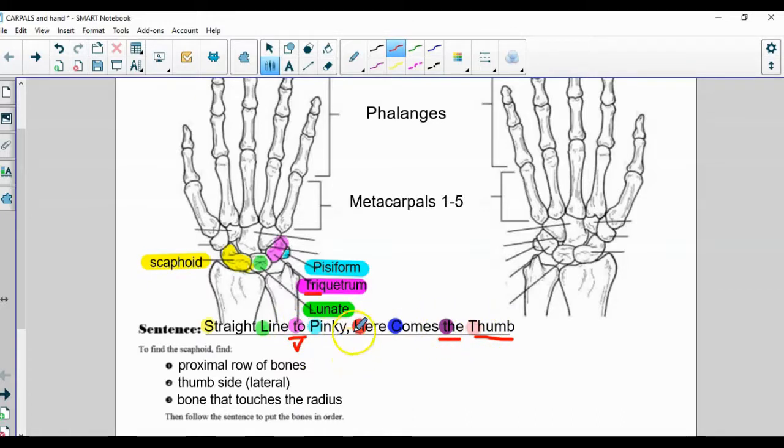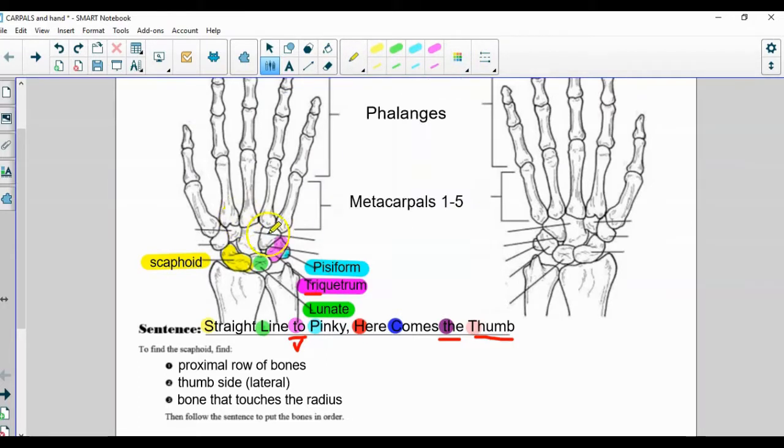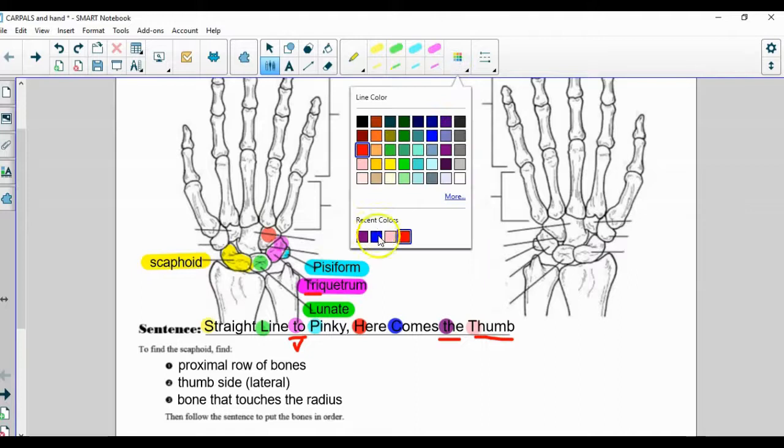So on to the second row of bones, here comes the thumb. We want to land on thumb when we're done. So that means that we have to proceed in this direction so that we can land on the word thumb. So we're going to go from pisiform, we're going to go straight up to find our hamate. So hamate bone will be this guy right here. So here, hamate, comes capitate.